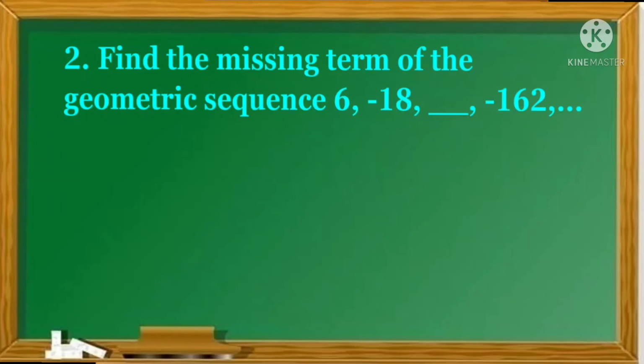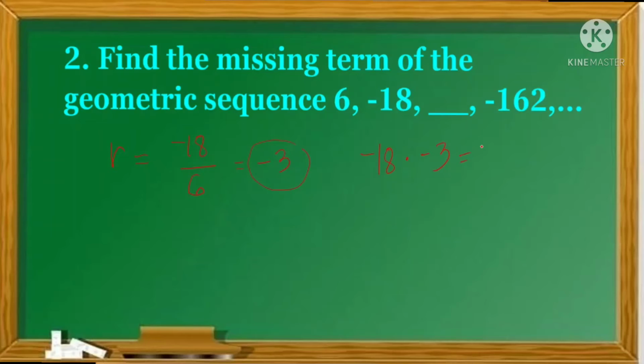Find the missing term of the geometric sequence 6, negative 18, blank, negative 162. To determine the missing term, we need to identify the common ratio. So to get the common ratio, divide negative 18 by 6. Negative 18 divided by 6 is negative 3. Since we already know the common ratio, we can now identify the missing term. We need to multiply negative 18 by the common ratio to get this number. So negative 18 multiplied by negative 3.